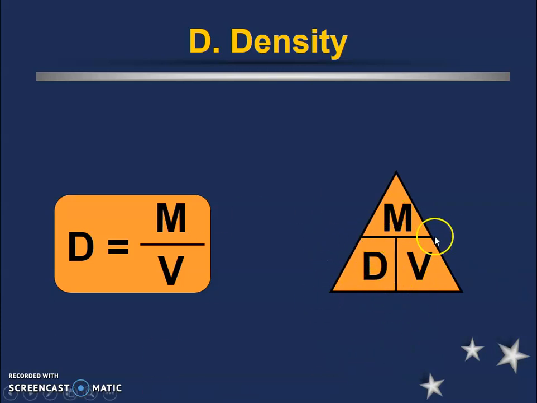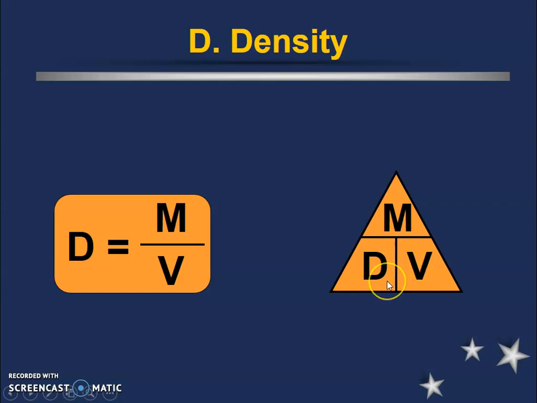This line here that separates the top from the bottom, that line is equal to division. This line means divide. And then the line here that's in the middle, that means multiply. Okay, so let's say you need to solve for mass. You do not know what mass is, but you do know the d and the v. Well, since the d and the v are side by side, that line tells you to multiply. You just multiply your density by your volume.